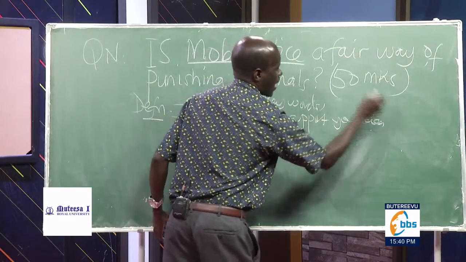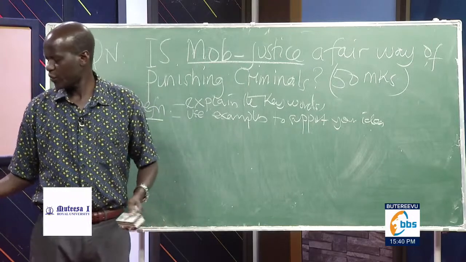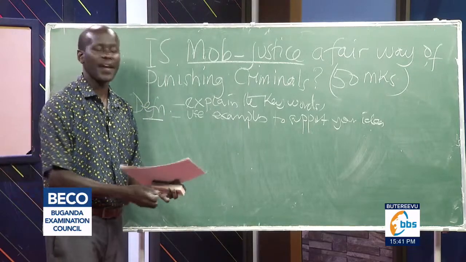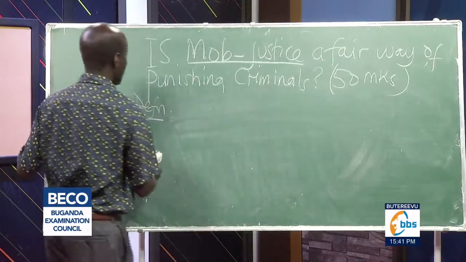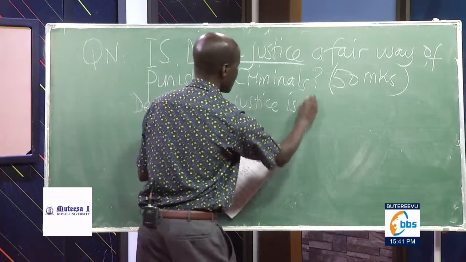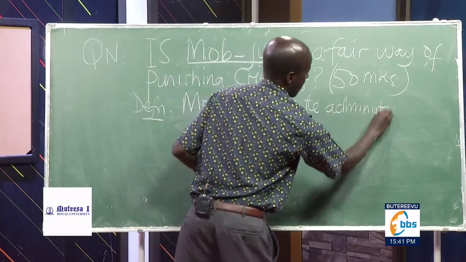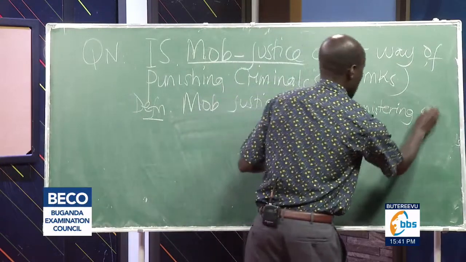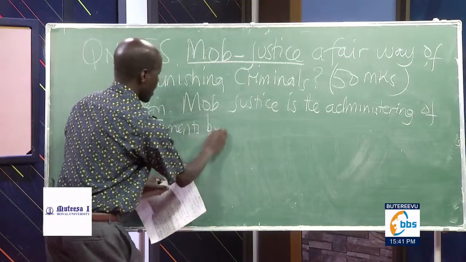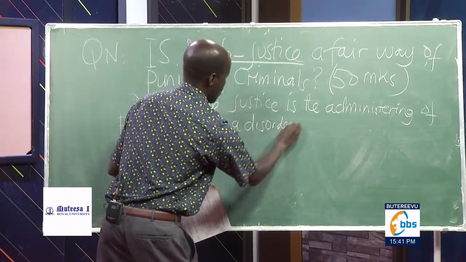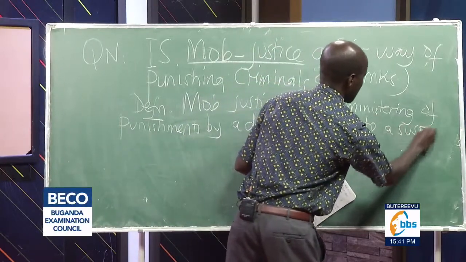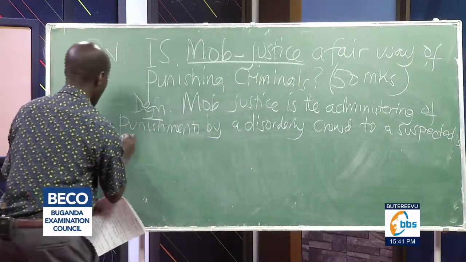For example, what I prepared for you simply says: mob justice is the administering of punishment by a disorderly crowd to a suspected offender. I'll take note of that.